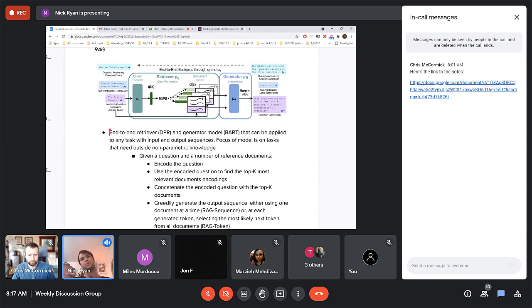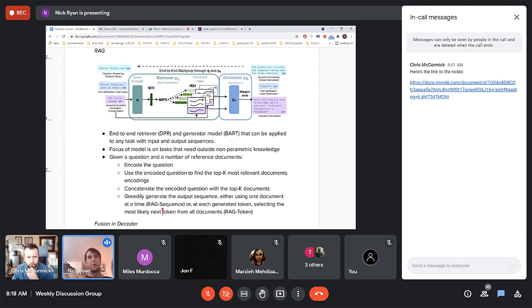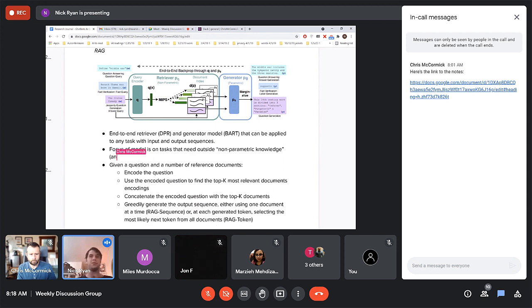And as we'll do later, there is a good library called Haystack by deepset AI that has a bunch of tutorials on RAG. So if you're interested in trying out a somewhat better, more state-of-the-art question answering system, RAG is a good place to start. For our purposes, it also ties together a lot of the concepts we've been talking about and introduces some new ones. RAG is an end-to-end retriever and generator model. It can be applied like any sequence model to any task that has input and output sequences. But it's really focused on incorporating what's called non-parametric knowledge, which really just means a source of documents or some kind of external source. For RAG, that's text documents.